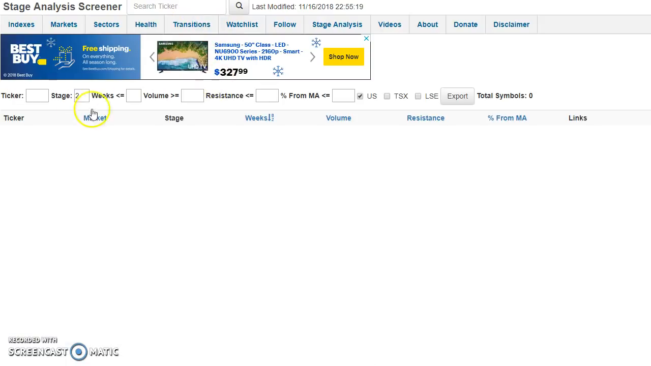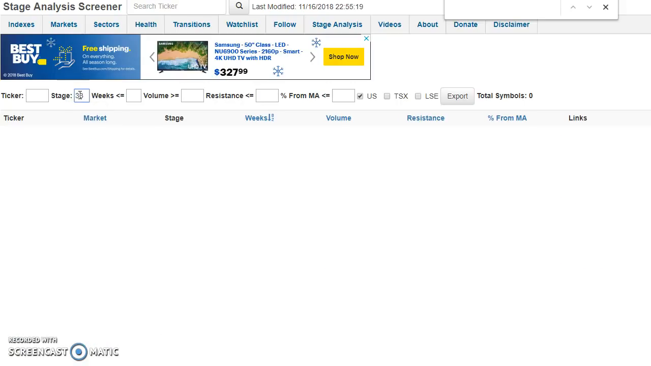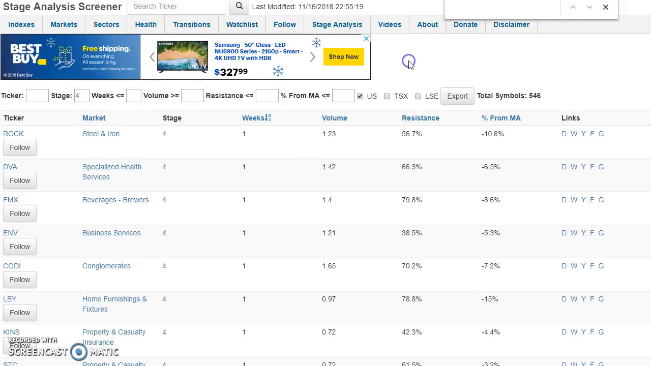If you look at the transitions page, you can take a look at how many stocks are moving into stage 1, 2, 3, and 4. So we've got 268 stocks moving into stage 2 at the current time, but if you go to stage 3, there's 287 stocks moving into stage 3 and 546 stocks moving into stage 4. So again, there's more stocks moving into a worse stage than a better stage, which is another indication that the market's still weakening here, or still not very healthy.